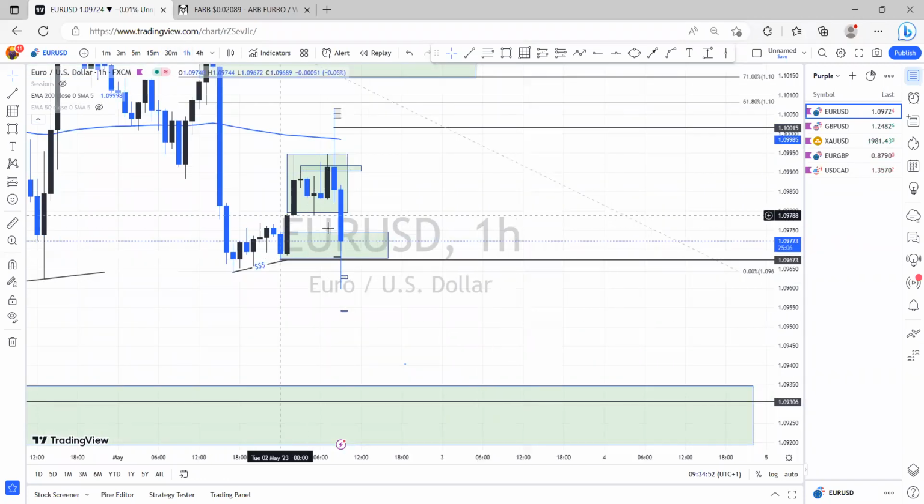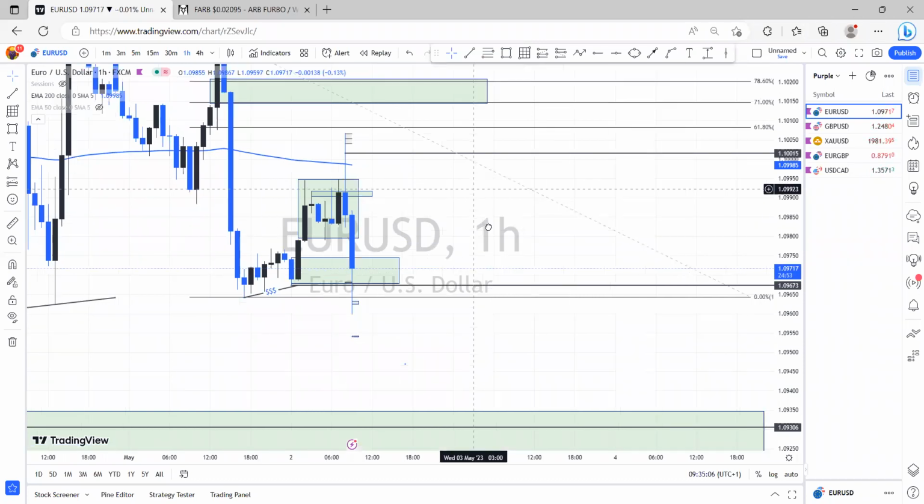How many minutes before this candle ends? 25 minutes. This candle has taken out this order block. They took it out seriously. So there is no buy in this market. What we are expecting is a sell.